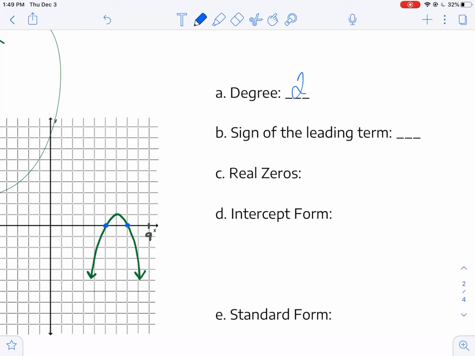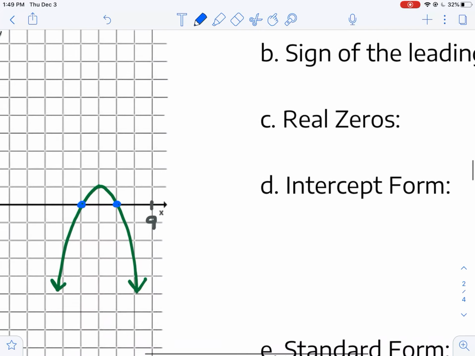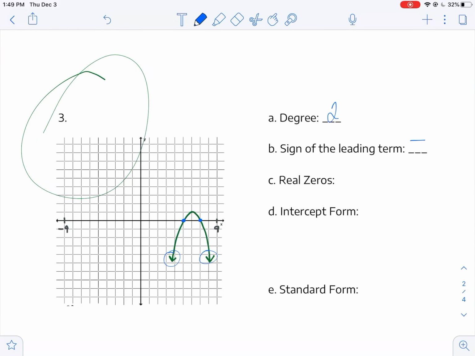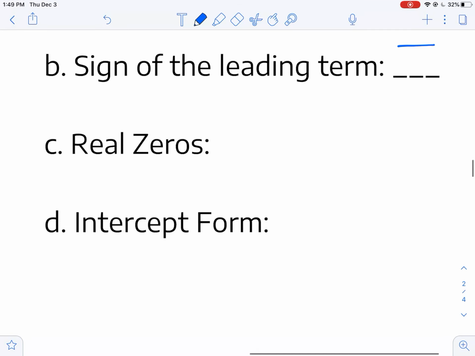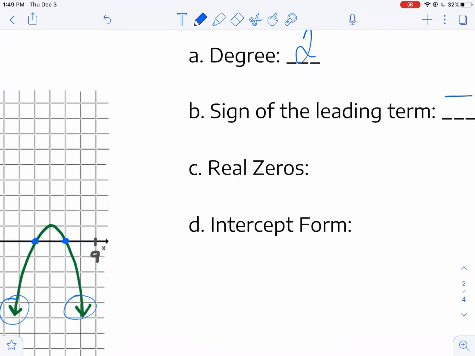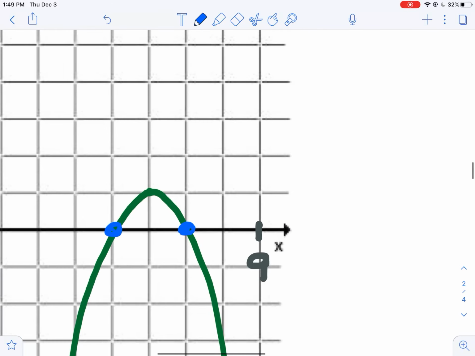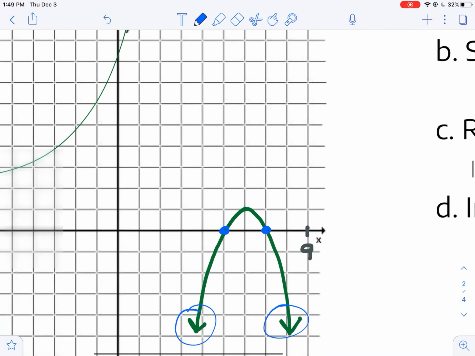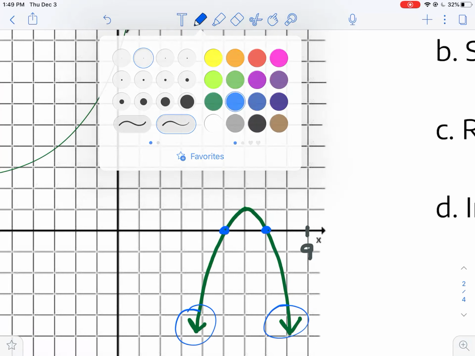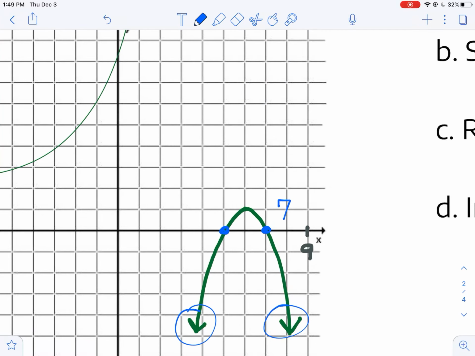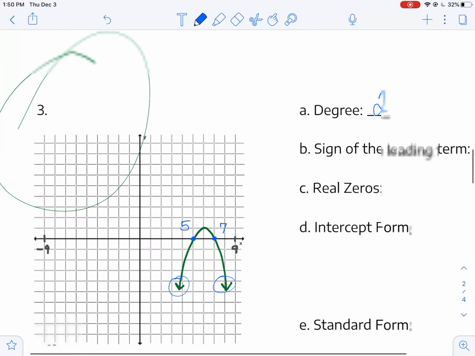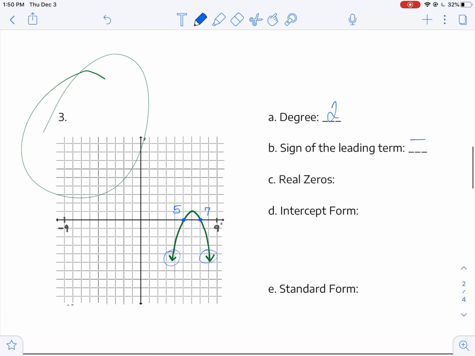Sign of the leading term, we know it's got to be negative because it starts going down, ends going down, a negative parabola here. So the sign of our leading term would be negative. Now the next thing we look for are the real zeros. In order to do that, we identify where on the x-axis it is crossing. Looking here, I notice I have 7. Over here I notice I have 5. So my real zero options here are 5 and 7.